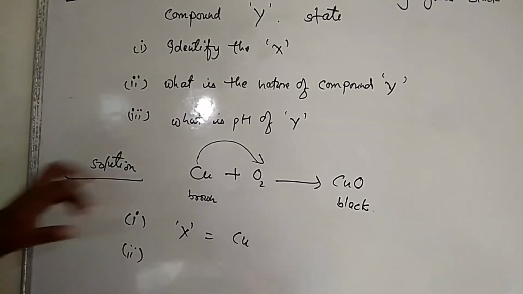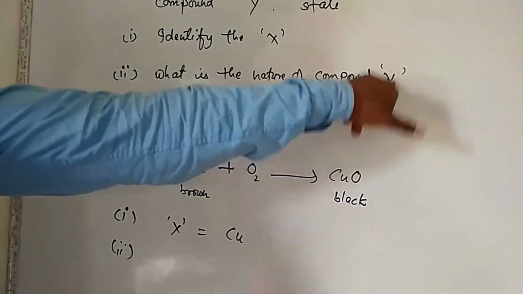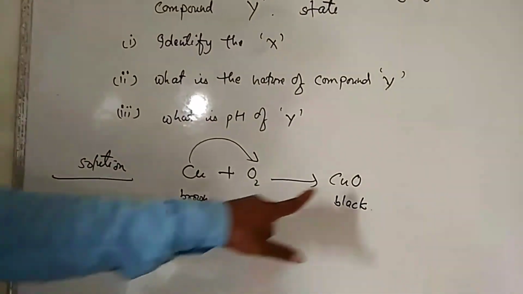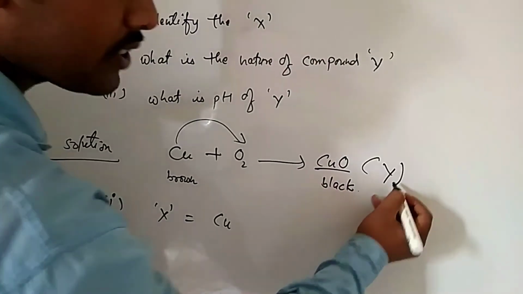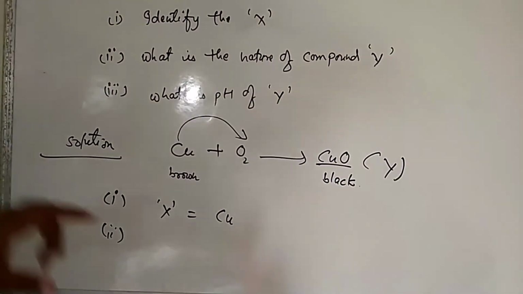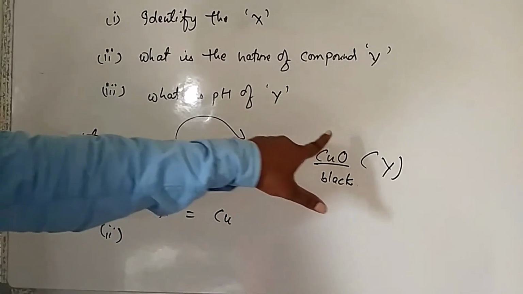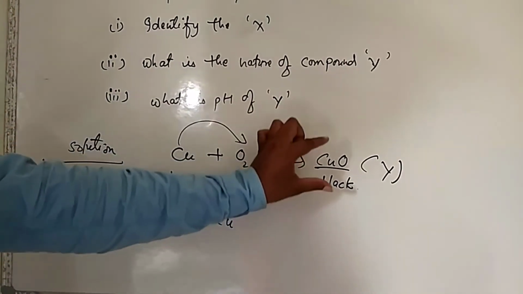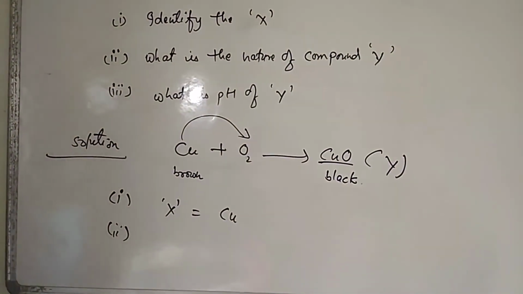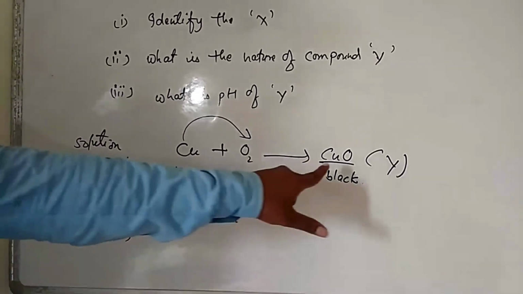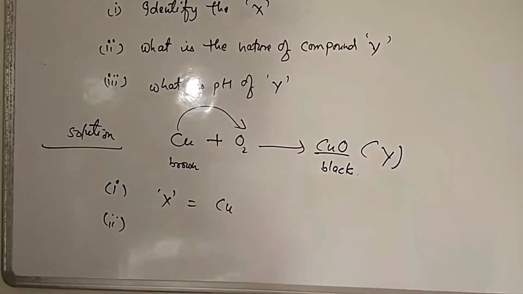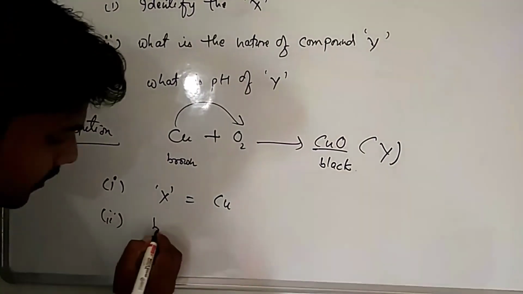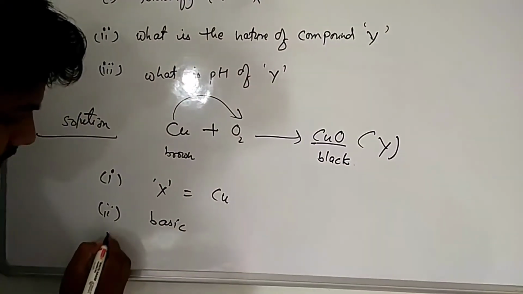Second, what is the nature of compound Y? So children, compound Y is copper oxide. Please remember that I have told you that metal oxides are always basic in nature. Copper is a metal, so it forms a metal oxide. So the nature of compound Y will be basic.